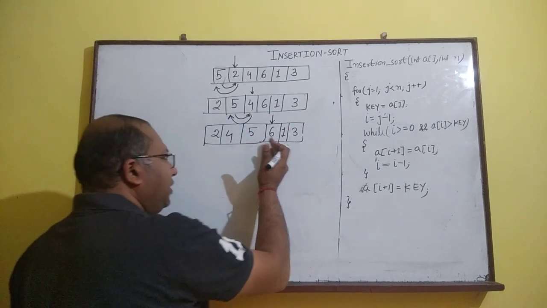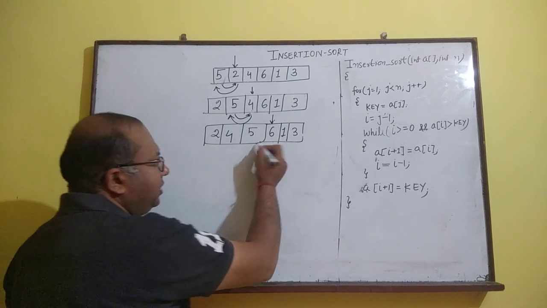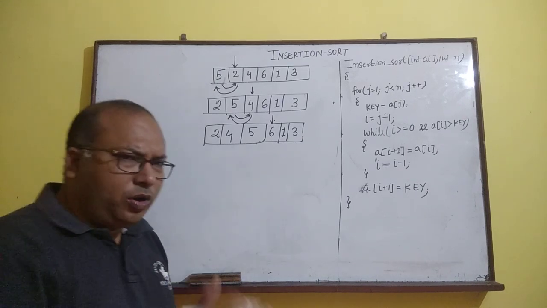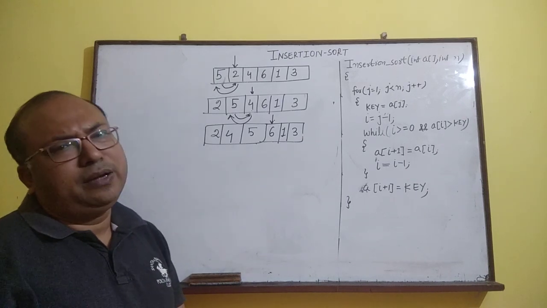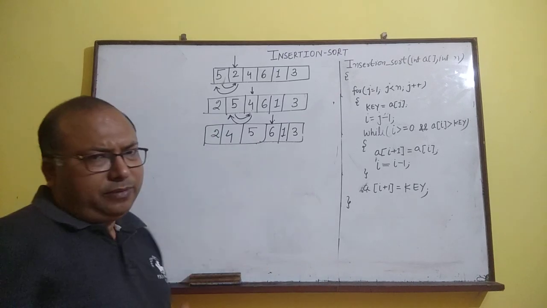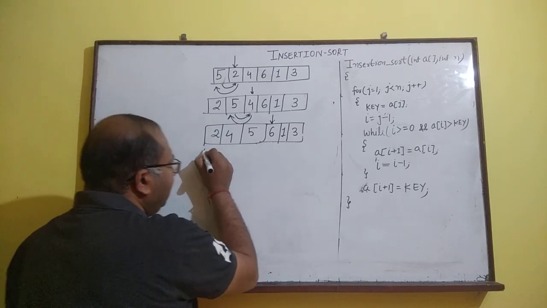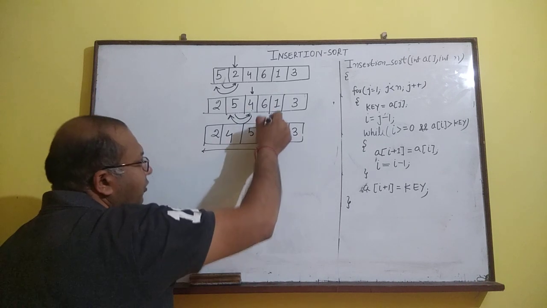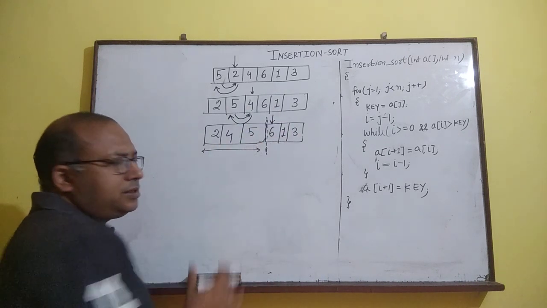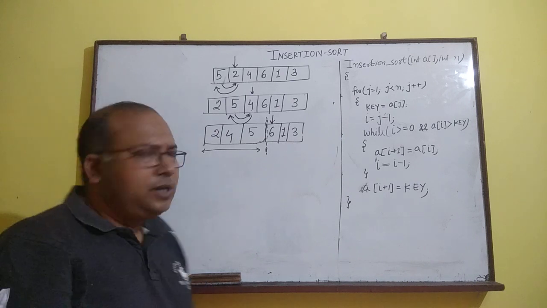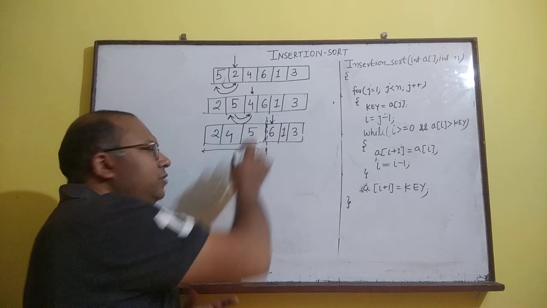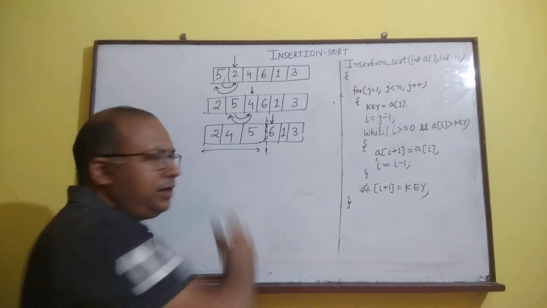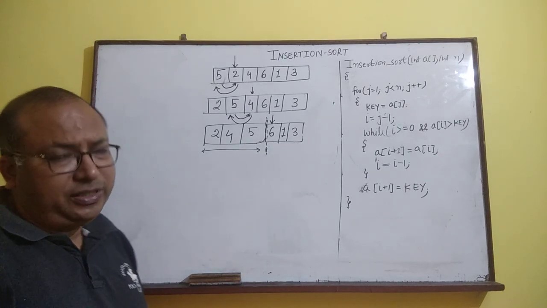When we are doing it with the fourth element, we compare 6 with 5 and find they are in order, so there is no need for any comparison with the rest of the elements. This part of the array, if you look here, is already sorted. So if any value is higher than the last value of this section of the array, there is no need to compare it with any other element.